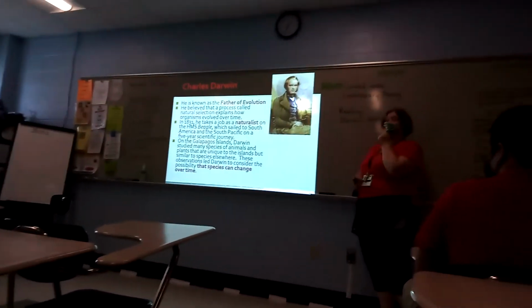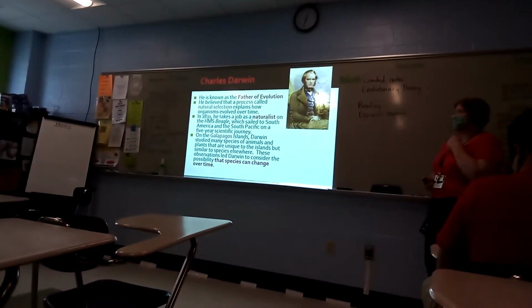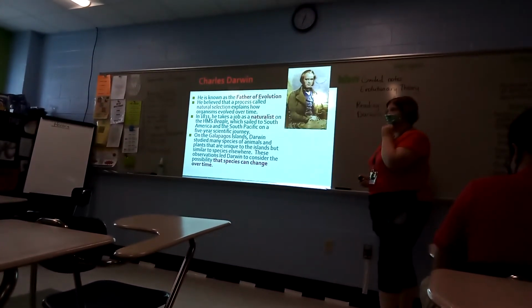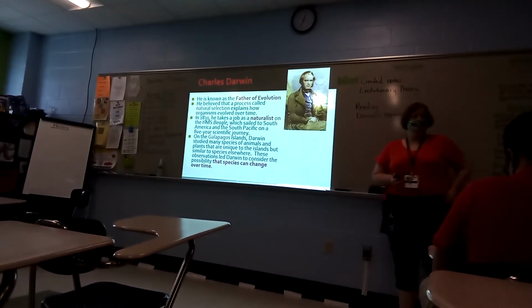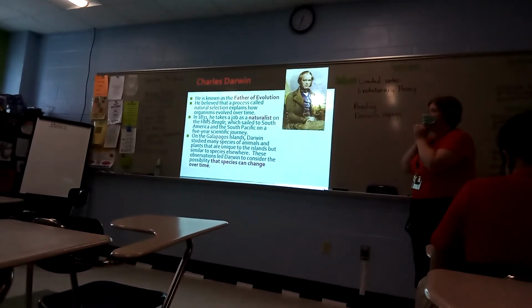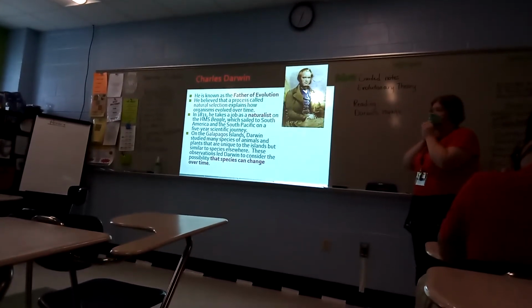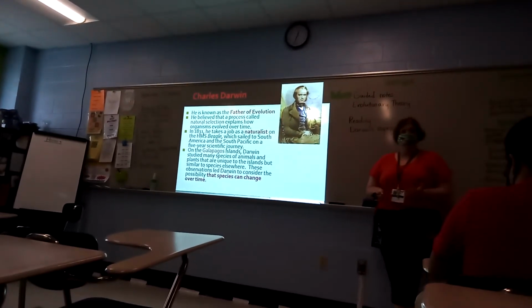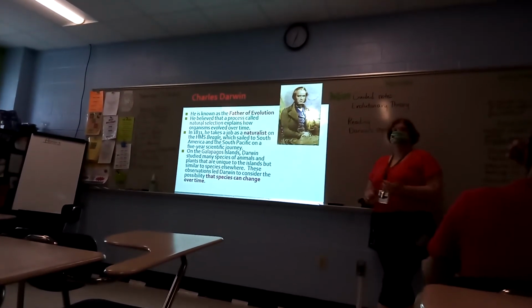Okay, so we said Lamarck was incorrect. The person that is considered to be correct that came up with the theory that we still go with today is Charles Darwin. He was known as the father of evolution. So he came up with this idea of natural selection, which is one of the main fundamental ideas in science about how things change over time.